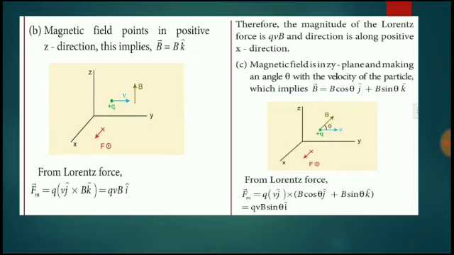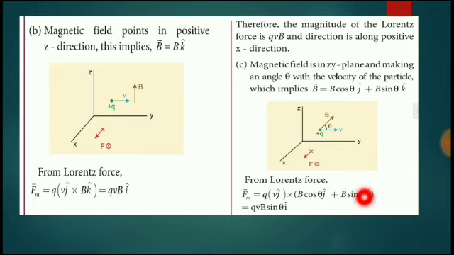And see the last one. The magnetic field is in the xy plane and making the angle theta with the velocity of the particle, so B is equal to B cos theta j cap plus B sin theta k cap. The magnetic field has a cos theta component along the velocity and a sin theta component perpendicular to it. The magnetic Lorentz force will be due to both components. Therefore Fm is equal to q v j cap cross the total magnetic field, B cos theta j cap plus B sin theta k cap.